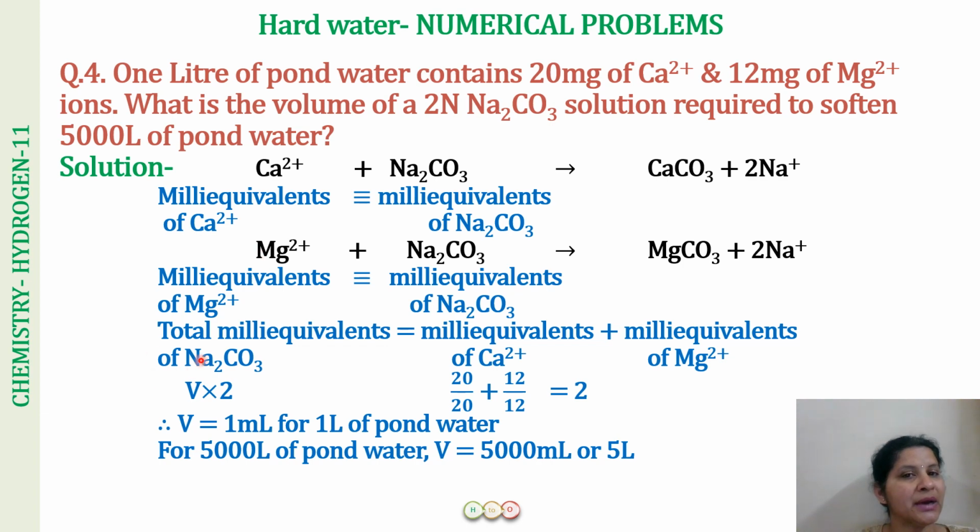So for sodium carbonate, we are given 2 normal solutions. So multiply this by the volume, you will be getting this. For the milli equivalents of calcium ions and magnesium ions, the mass divided by the equivalent mass. So this is how you are going to get the solution, right? I hope this is clear, and you now can do any question related to the hardness of water.